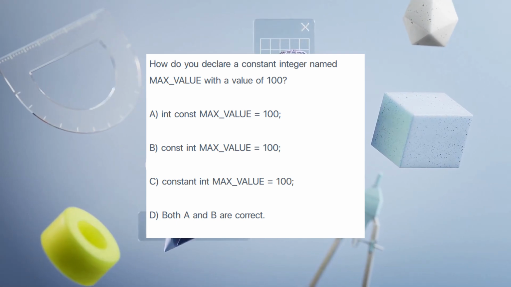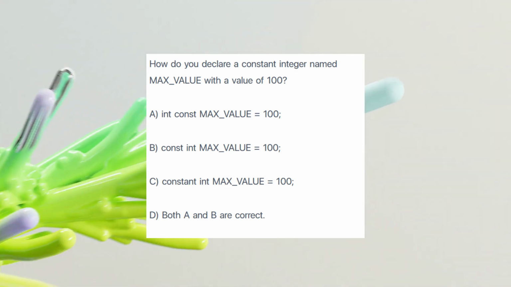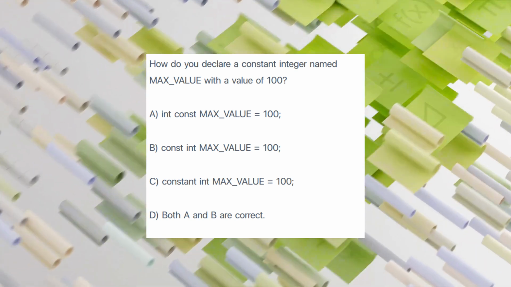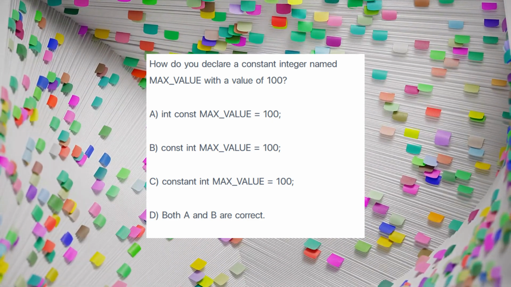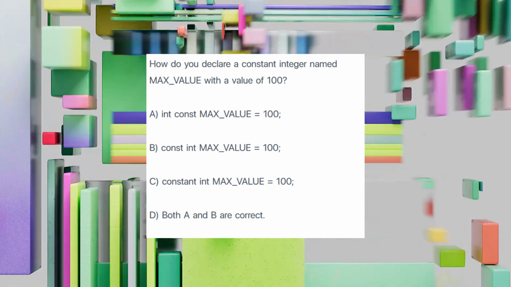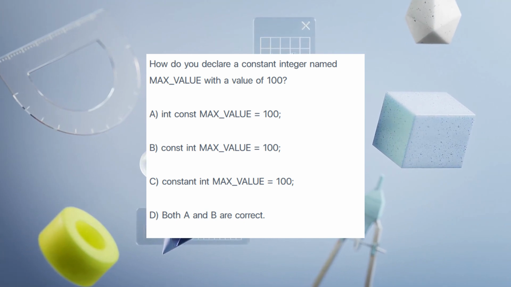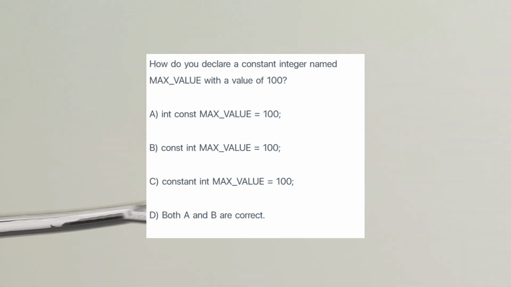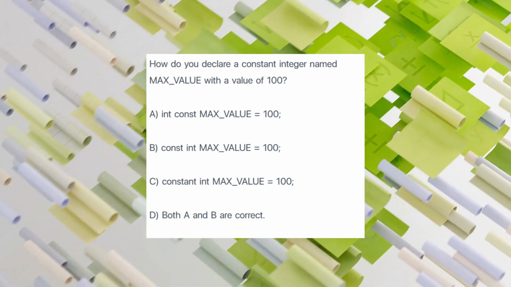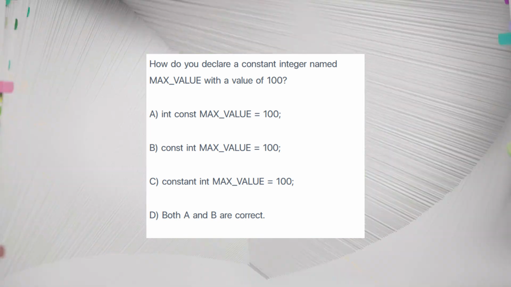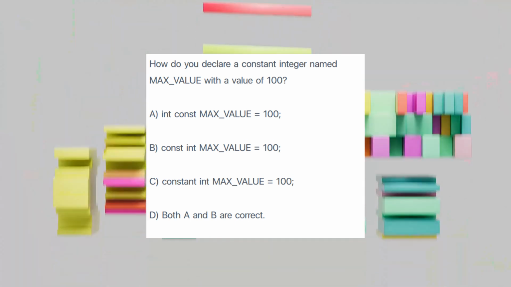How do you declare a constant integer named max_value with a value of 100? A, int const max_value = 100. B, const int max_value = 100. C, constant int max_value = 100. D, both A and B are correct. Take a moment. The correct answer is D, both A and B are correct. The const keyword can be placed before or after the data type.